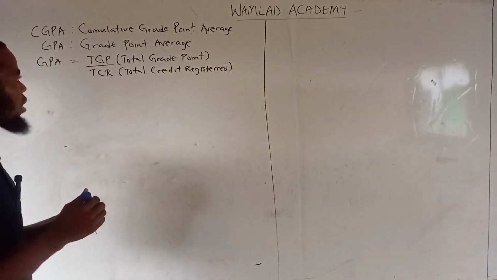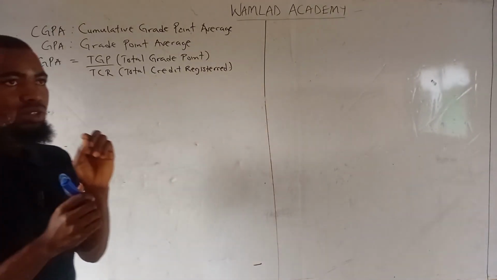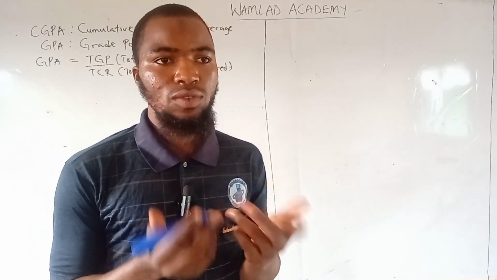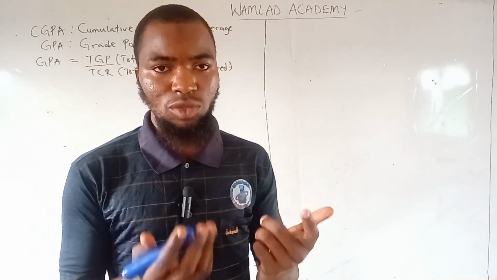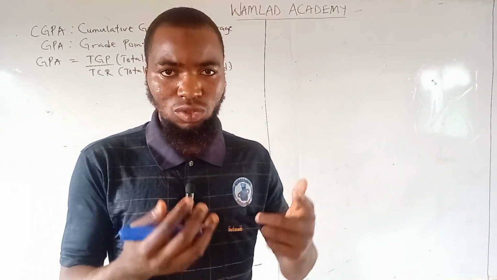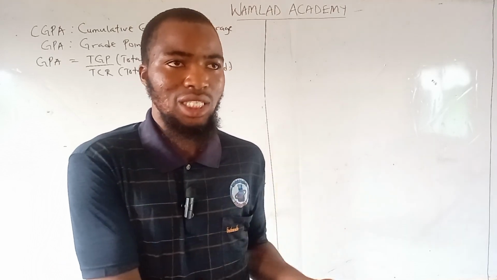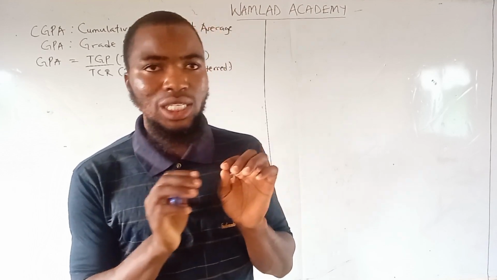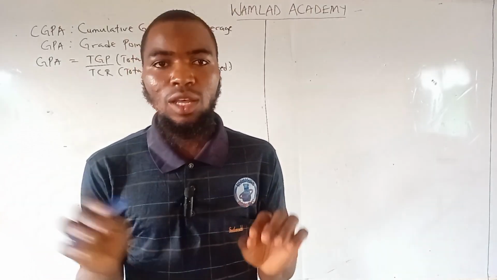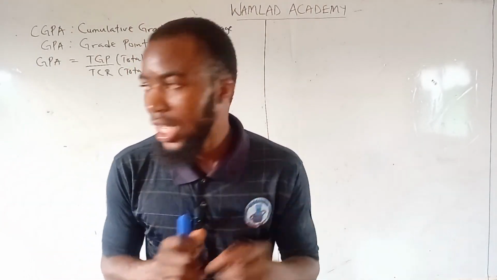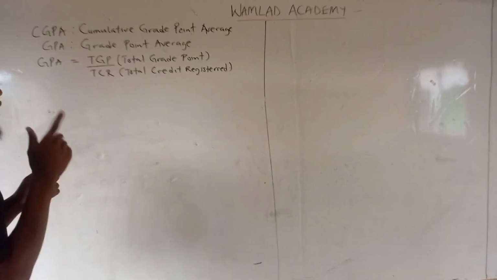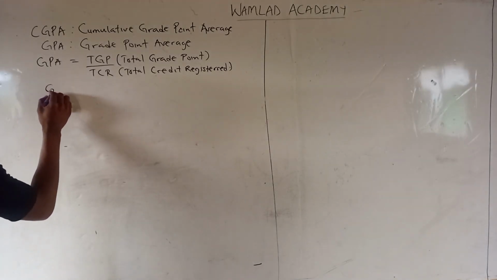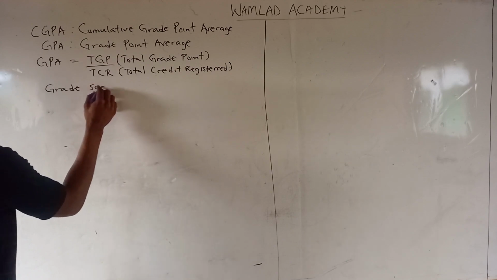And how can we find our total grade points? There's one thing to understand. If you notice in your exam, let's say you score 70, 50, 60, they give you A, C, B. How do they know this is A or this is B? There's something we call the grade scale, which varies from one university to another. This is the common grade scale.